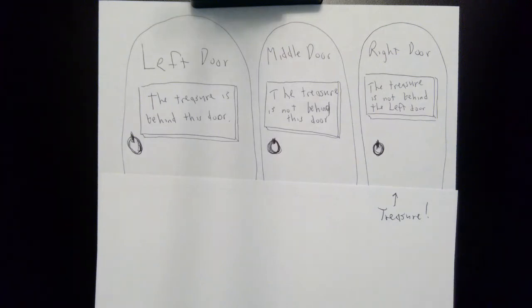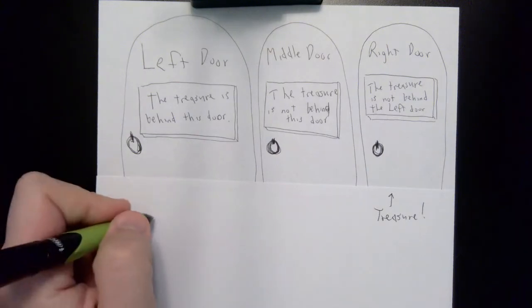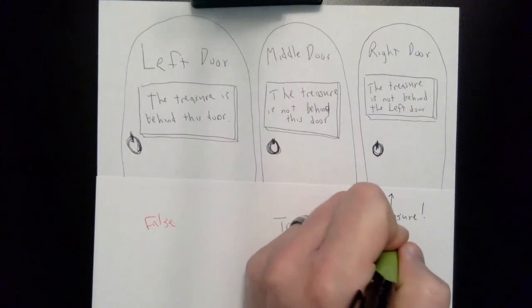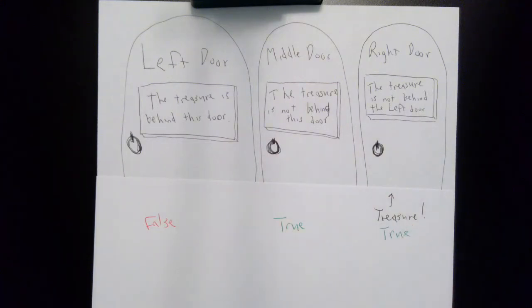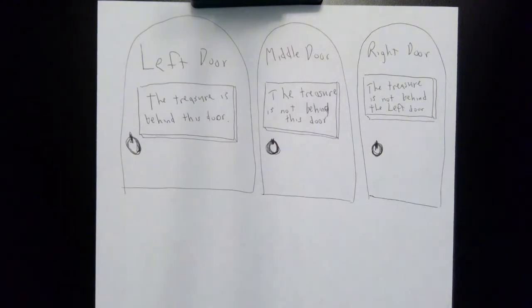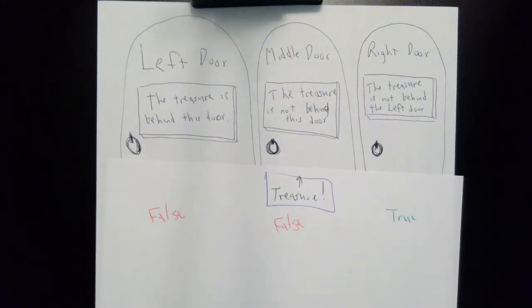Okay, in this third case, we've got the treasure behind the right door. The left door's statement is false, because the treasure's not behind that left door. The middle door's statement, the treasure is not behind this door, is true, because it's not behind the middle door. And the right door's statement, the treasure is not behind the left door, is true, because it's behind the right door. So this case can't happen, because again I have 2 trues, and I only wanted 1 true. Instead, the treasure must be behind the middle door, because that's the only place where I get a single truthful statement out of the 3 options.